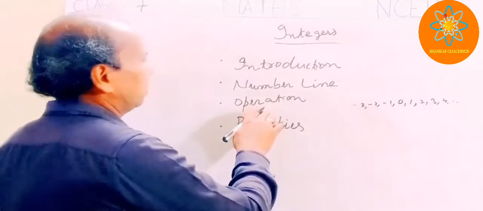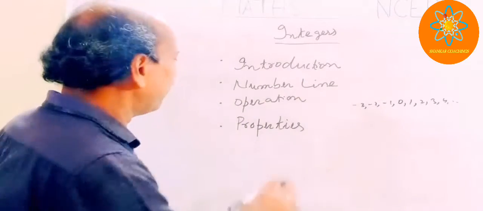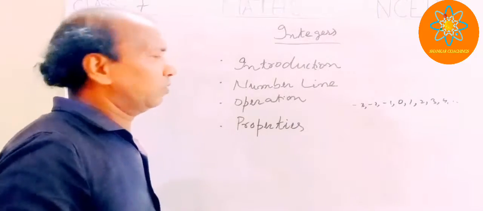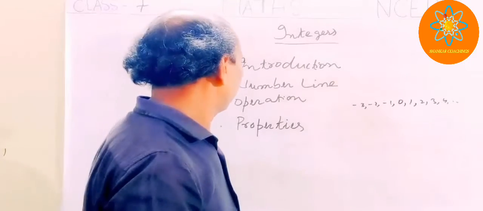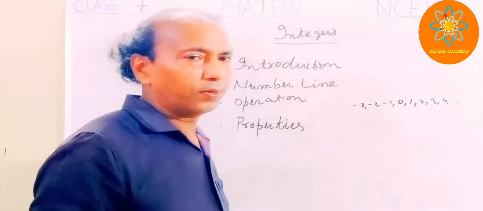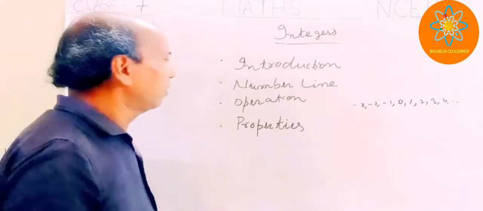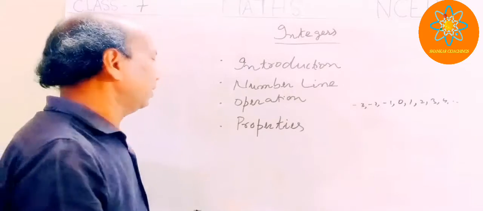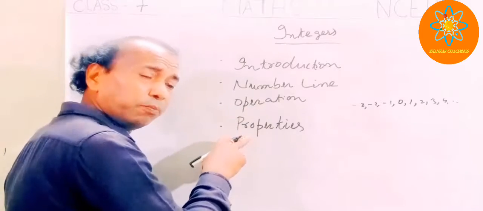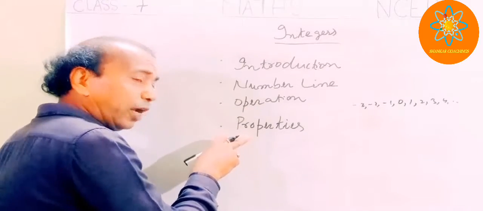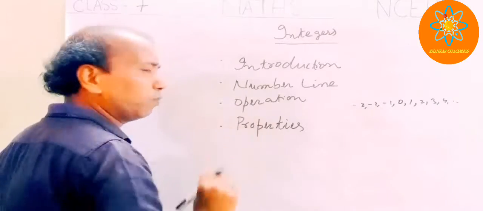Now operation, if we discuss operation of the integers, we have only 4 operations. Suppose 2 numbers are given, then we have the 4 operations. First one is addition, then second one is subtraction, third one is multiplication, and lastly division. In the 4 operations we have the properties also. So those properties we also discuss one by one.